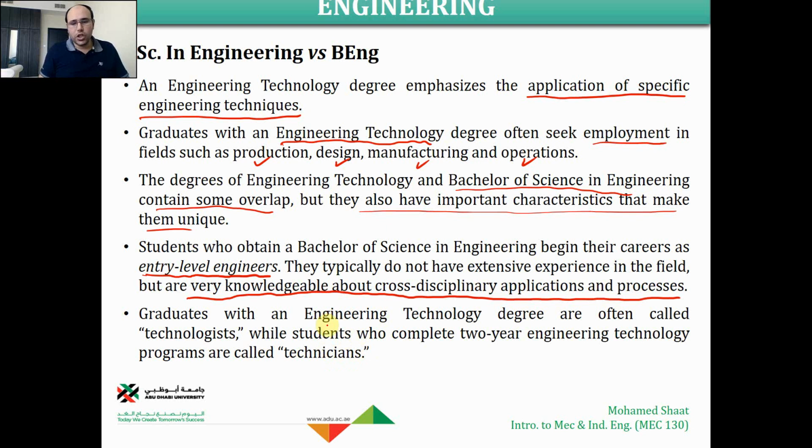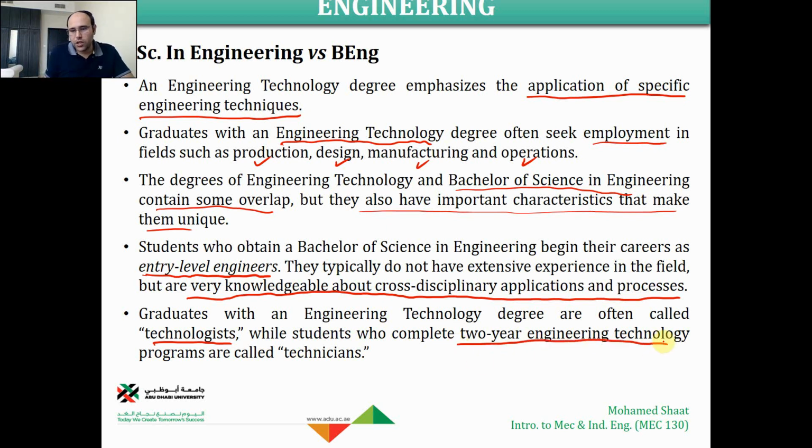Graduates with an engineering technology degree are often called technologists. So if you have a Bachelor of Engineering, you are more a technologist than an engineer. Why? Because you depend more on the technology and you know exactly how you can use this technology. So a Bachelor of Engineering technology graduate has more experience on this specific technology, but almost zero experience on the other things, very weak experience in comparison to the Bachelor of Science in Engineering.